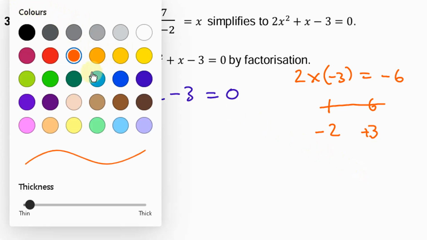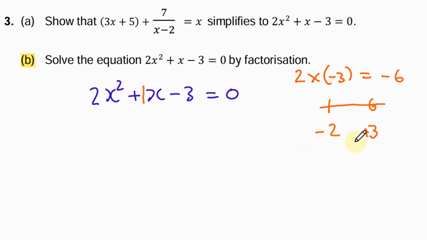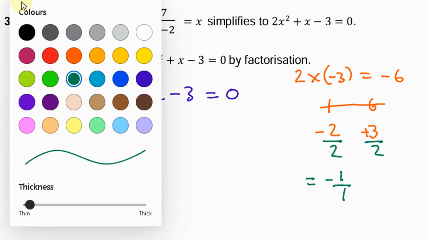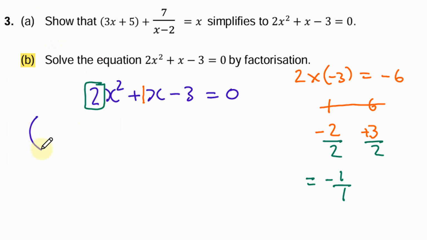Now what we do is we divide each of these two numbers by the x squared coefficient. So negative 2 divided by 2, and we can simplify this to negative 1 over 1. Then positive 3 divided by 2. So we won't be able to simplify this any further. Now we can open our brackets. Now, if you look at negative 1 over 1, we know we're going to get a negative 1 here.